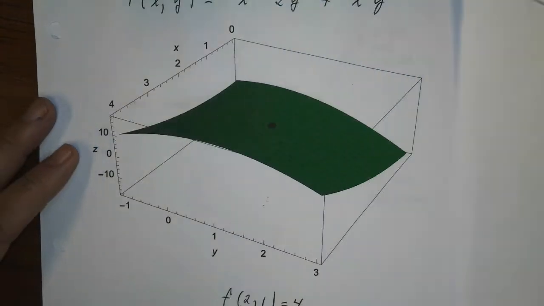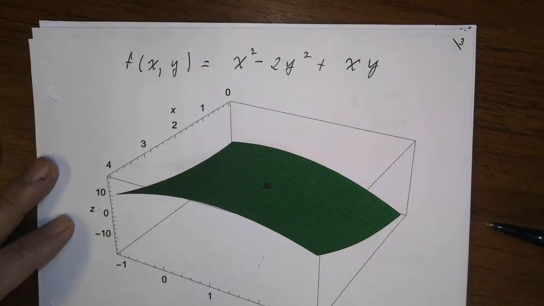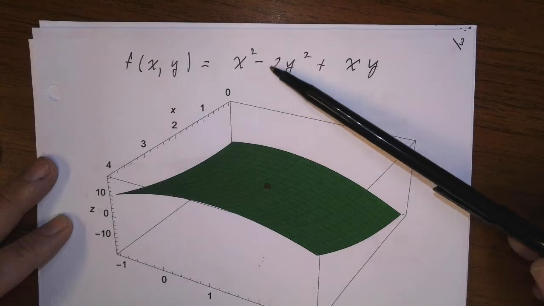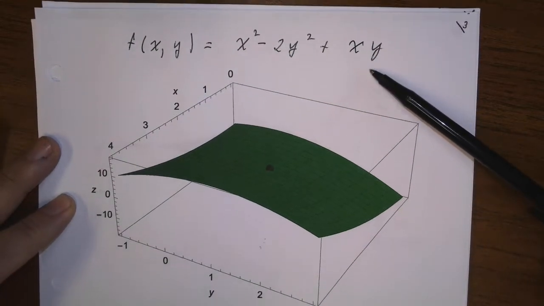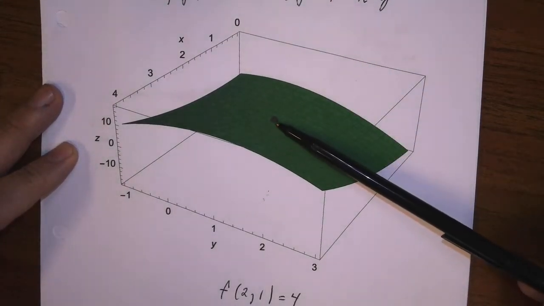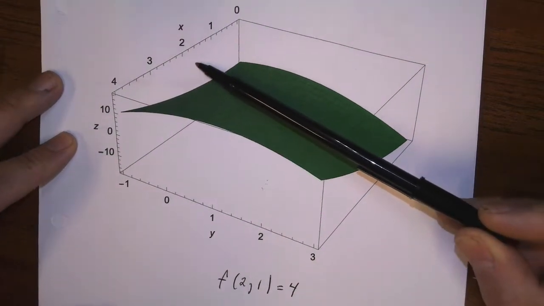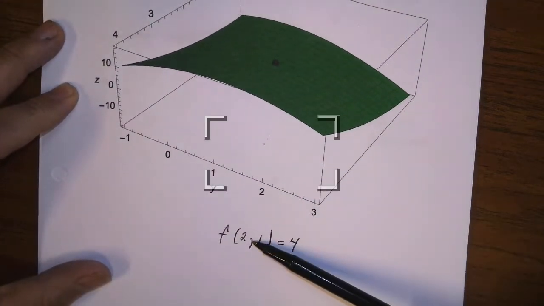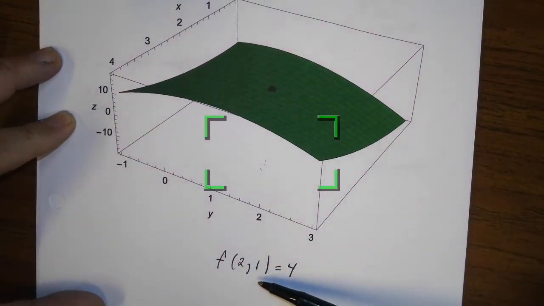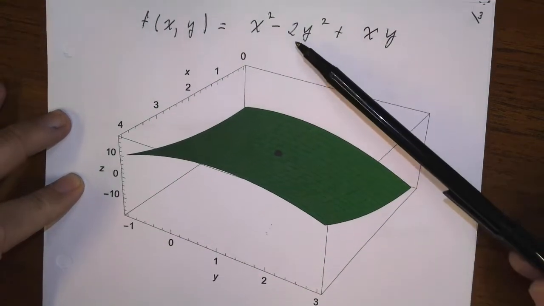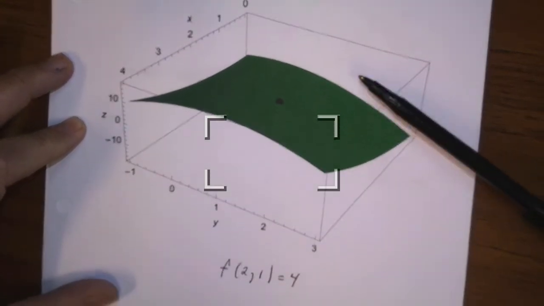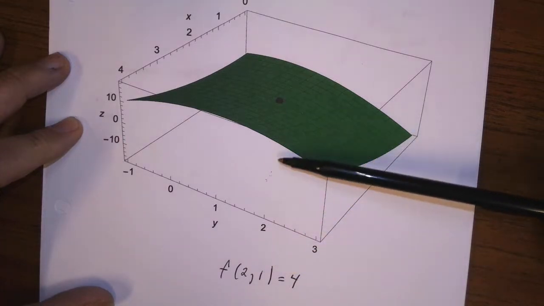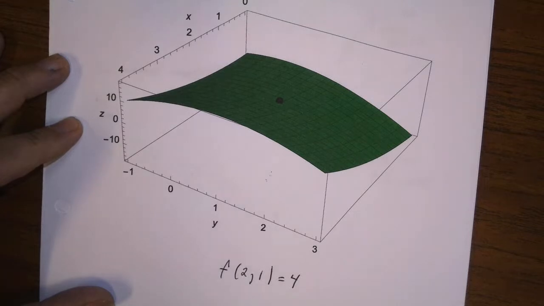Now we're going to discuss the idea of what's known as a partial derivative. And for purposes of the discussion, I'm going to focus on a simple function, x squared minus 2y squared plus xy. I've plotted the surface here. I'm going to focus on the point where x is 2 and y is 1. So that point is highlighted in black here. If you take the formula for the function and you substitute 2 in for x, 1 in for y, you get 4. So that means f of 2, 1 is 4. So the height of this point above the xy plane is in fact 4.